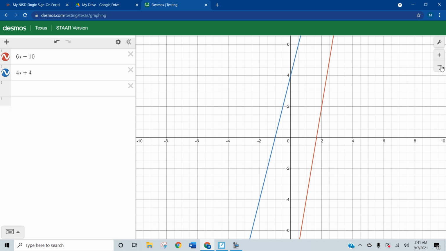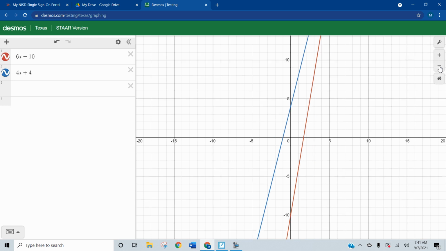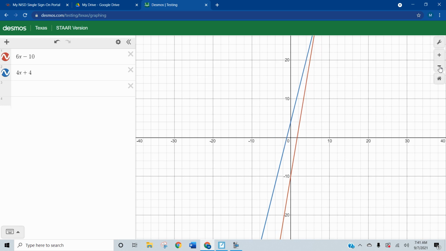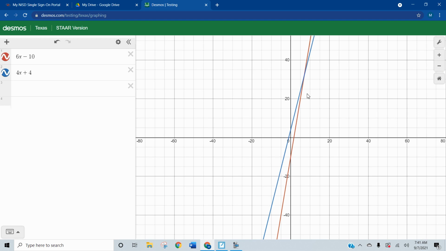We can zoom out, and that's what these buttons are for, zoom in and zoom out. So let's zoom out and zoom out and zoom out. And at this point, we can see that they cross right here, that there's an intersection point. Now, if I click on the lines, so here along the blue line, it shows me important points like the y-intercept, the x-intercept, or the 0. And we can see right here where the two lines are crossing, we have an intersection point. So 7, 32.